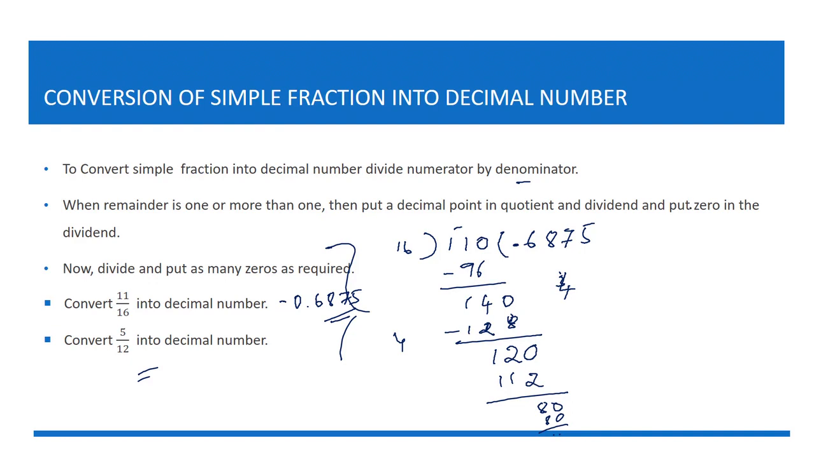Right, let me go the same way. One more problem I'll solve, that is 5 by 12. 5 by 12, right? 5 I can't divide by 12, so I'll place a decimal point here, and as well I'll take 0.